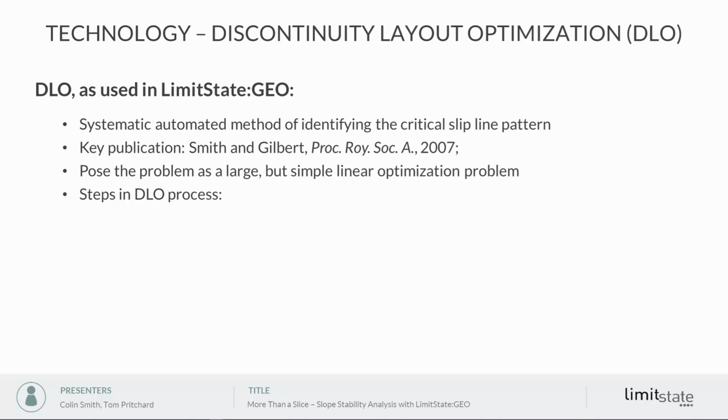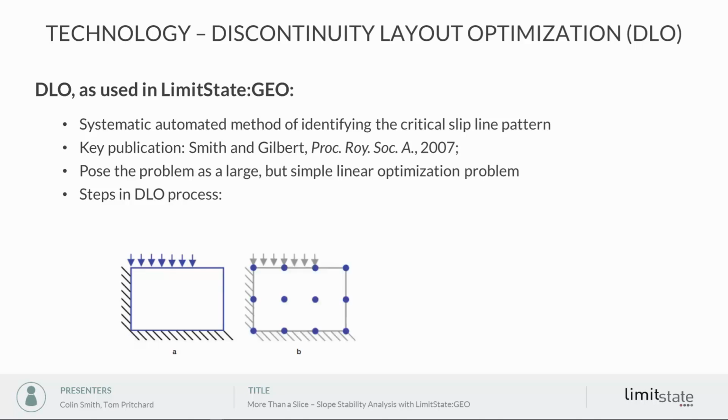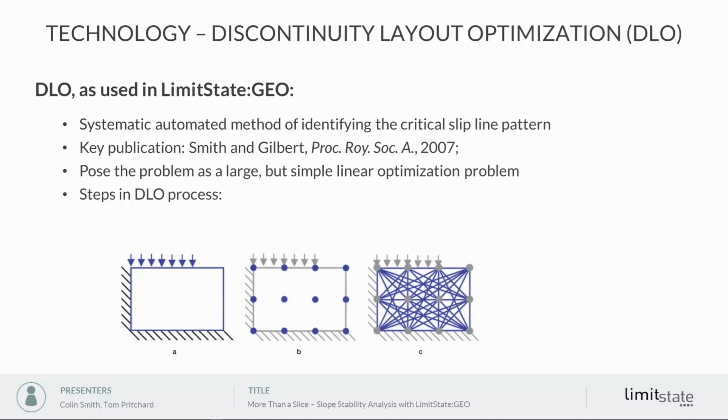And what I'll do is just go through briefly the process. So here we have a domain with supports to the left and the base and a little load on the surface. Instead of populating the domain with elements, as in the finite element approach, we populate it with nodes. And we connect every node to every other node with a potential slip surface. So here we've got 12 nodes. We have 12 times 11 over 2, 66 connections.